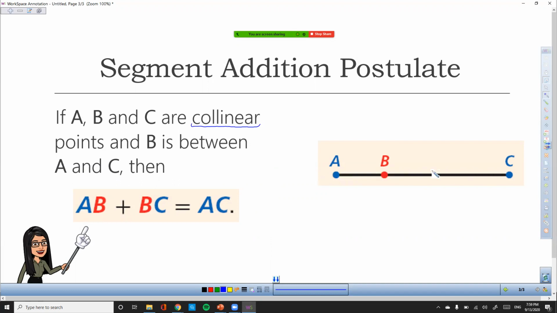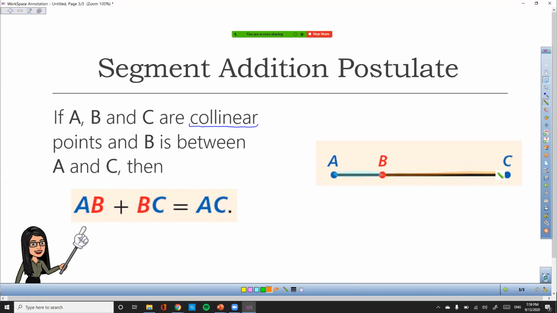So if points A, B, and C are on the same line, they're collinear, and point B is between point A and C, so as you can see here, point B is somewhere in between point A and C, then we have this equation right here. This is our segment addition postulate. It's telling me that the length of segment AB, this length right here, plus the length of segment BC from B all the way to C equals the length of segment AC from A all the way to C.